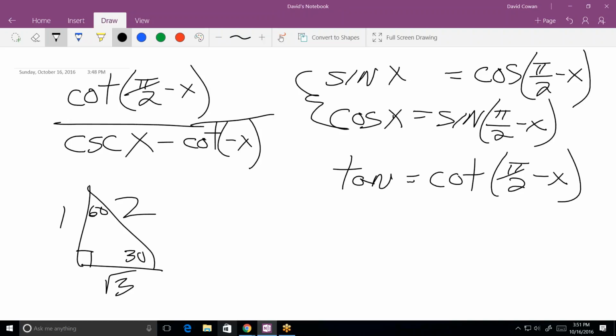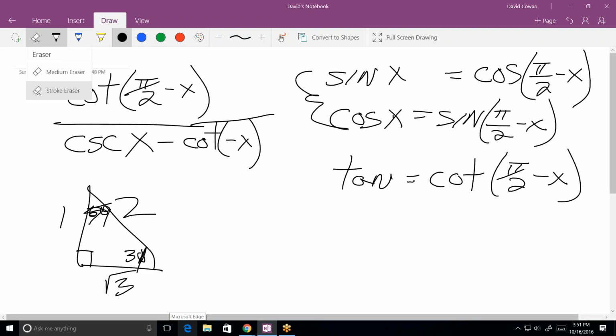That's why any trig function, same thing with tangent. Tangent 30 degrees is 1 over square root of 3. The cotangent of 60 degrees is also 1 over square root of 3. And that's true for all triangles, whether it's a 30-60 or a 31-59. These cofunction properties are important.